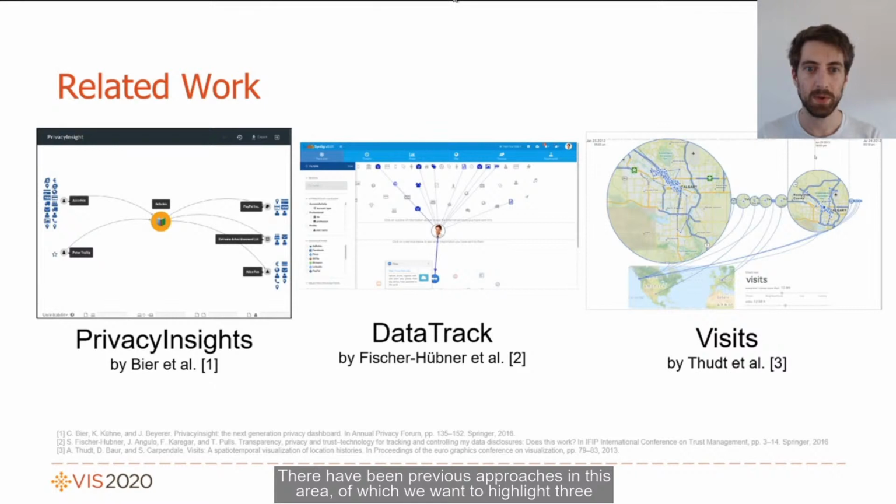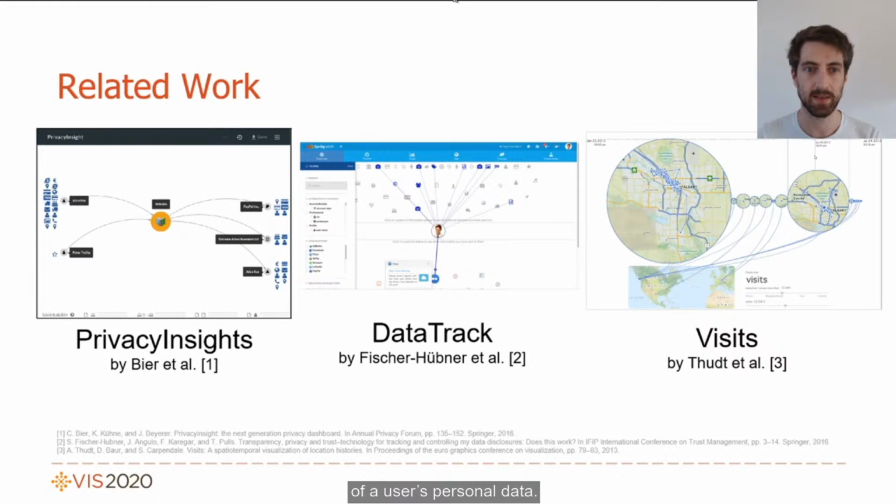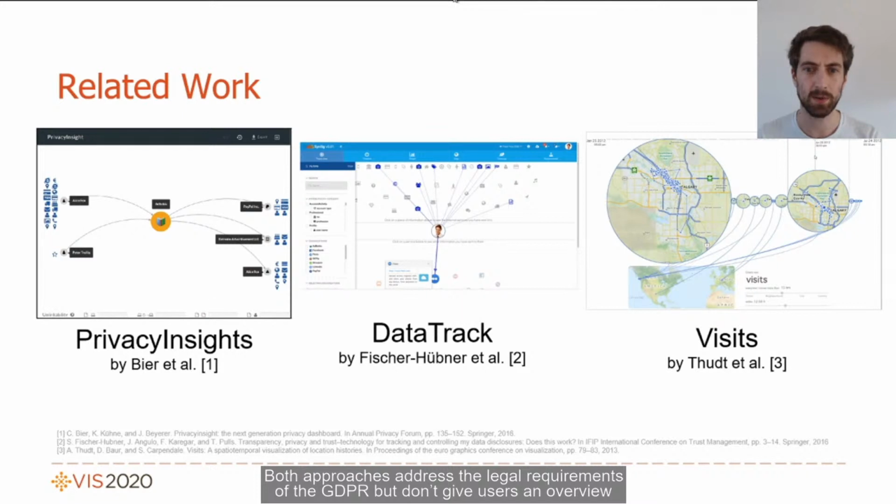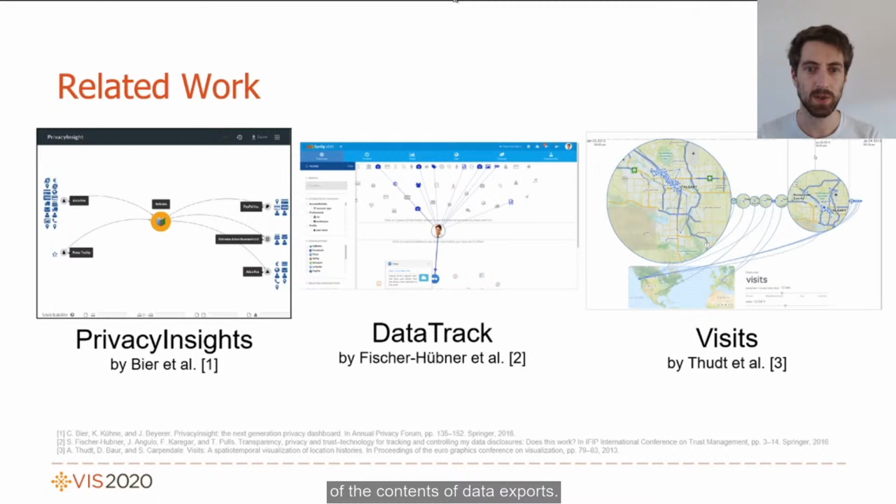There have been previous approaches in this area, of which we want to highlight 3 papers. Privacy Insights by B. et al. shows a graph visualization to describe the origin and flow of a user's personal data. DataTrack by Fischer-Hübner et al. is using different views for parts of the data, here showing an overview of the disclosed data. Both approaches address the legal requirements of the GDPR, but don't give users an overview of the contents of a data export. Finally, Visits by Todt et al.